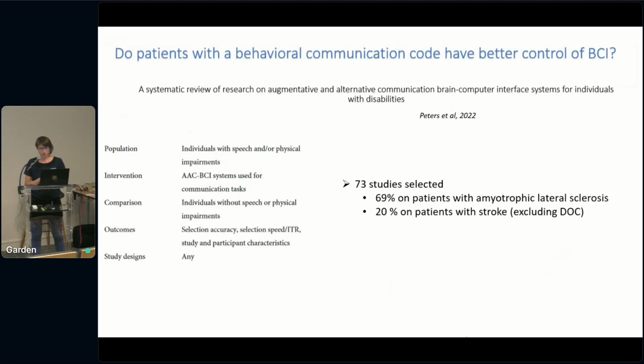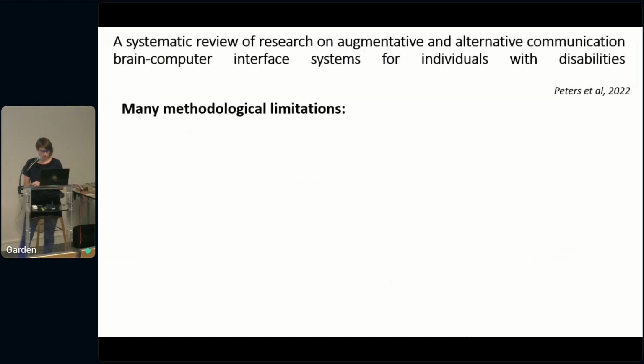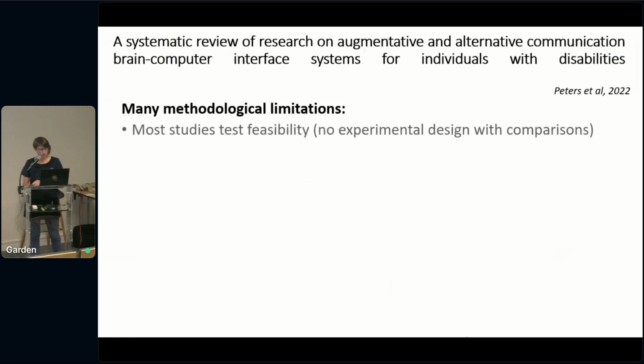It is not so obvious. So there is a review that addressed 73 studies, and you can see most of the time it's patients with motor neuron degenerative disease, so a little bit different from the ones we address. But there are some patients with stroke. Here, all the patients are conscious, and again, it's difficult to interpret because there are many methodological limitations.